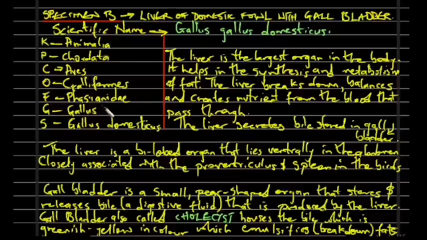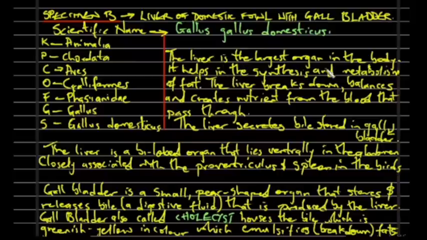Then the family is the Phasianidae, and then the genus is Gallus, while the species is Gallus domesticus. So those are the levels of classification that we have for the domestic fowl. Now we are actually talking about the liver. So what is the liver, or what is the function of the liver in this organism?